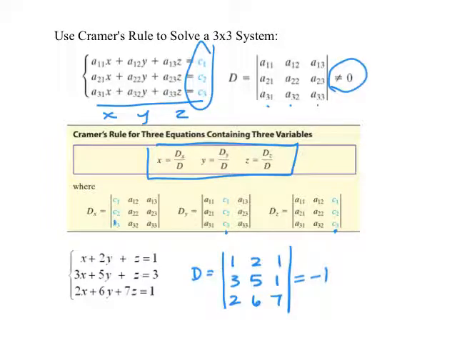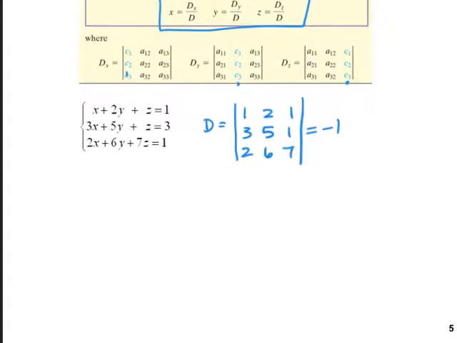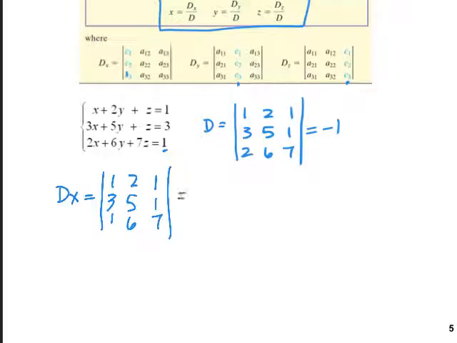Okay, so now we need to find d sub x. And let's just set up d sub x first. D sub x, we're going to replace the x column coefficient with the solution column, 1, 3, 1, and the rest stay the same. And when you go ahead and find this determinant, pause the video here, you will have a value of 2.